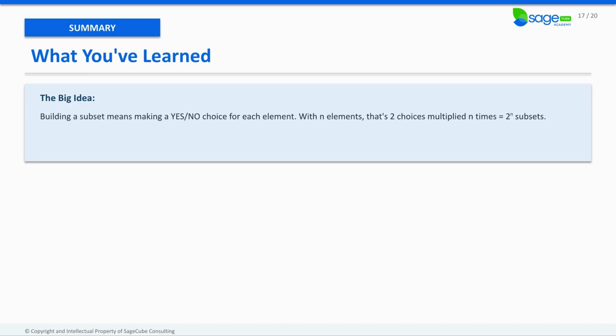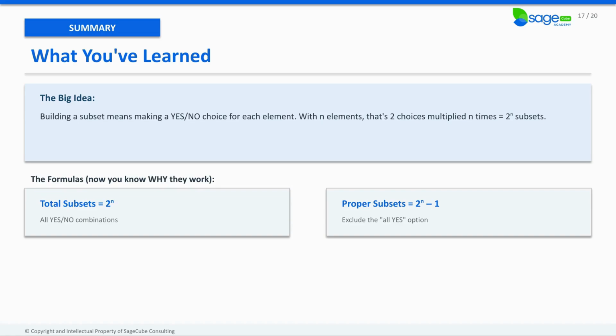Let's look at everything we've covered with a clean summary. Okay. So the big idea: building a subset equals making a yes or no choice for each element. With n elements, that's 2 exponent n total subsets. So the formula: total subsets equals 2 exponent n, and our proper subsets would be 2 exponent n, then we subtract 1 from the final answer.